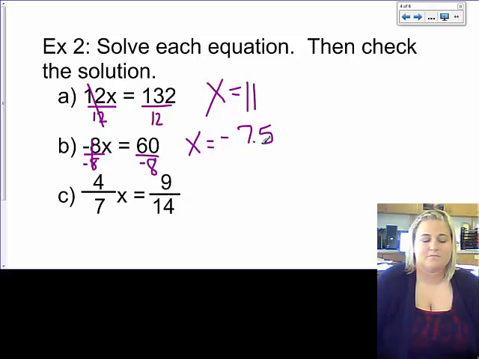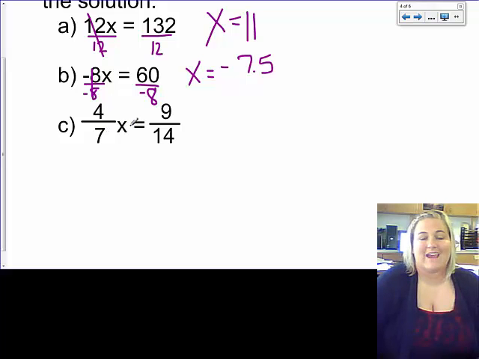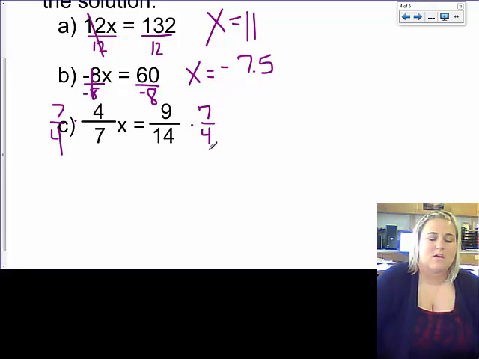Okay, final answer. On C, this is another one of those fractions. Okay, you have 7/4 times x equals 9/14. So I'm going to multiply by the reciprocal on both sides because that's the same as dividing by 4/7 is multiplying by its reciprocal. And what I do to one side, I must do the exact same thing to the other. So I'm multiplying by 7/4 on both sides. 7s and 4s cancel, which leaves me with x.